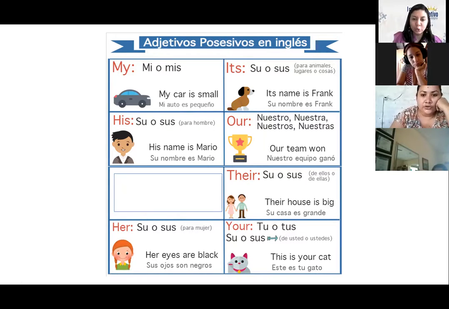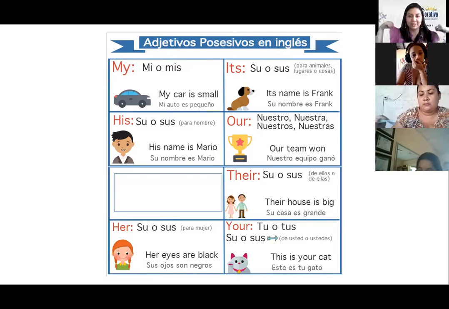Your, tú o tus. Tanto singular or plural. Example, this is your cat. Este es tu gato o este es su gato. Your name is Lillian. Your name is Karen. Your last name is Bolaines, right? Your teacher's blouse is pink.